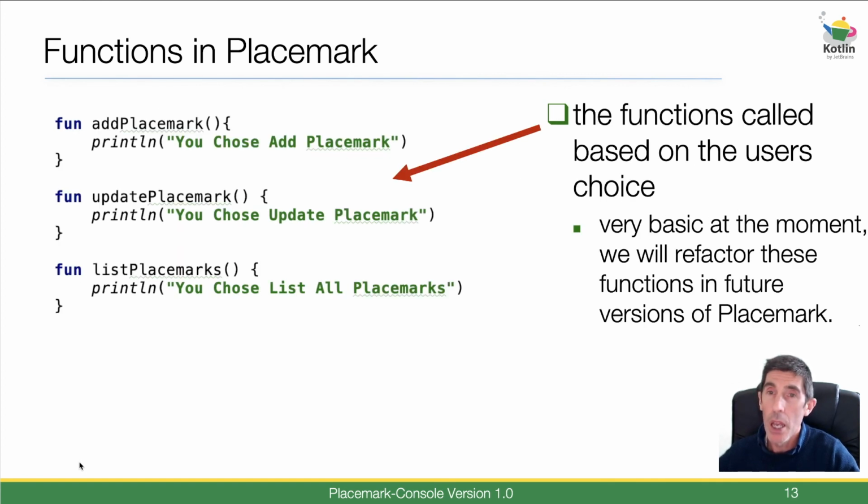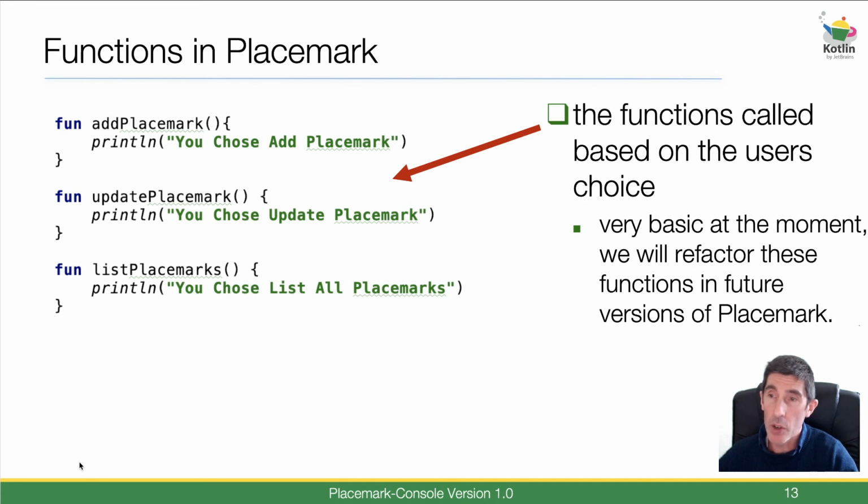Okay, other functions within the application itself, our function add place mark, which again is very simple at the moment, just prints you chose add place mark. Same for update place mark, same for list place marks. They're essentially just placeholders at the moment, just to get the logic up and running and calling the functions. They don't really do anything. They will in later versions. So these functions are called based on the user's choice. As I say, very basic at the moment.